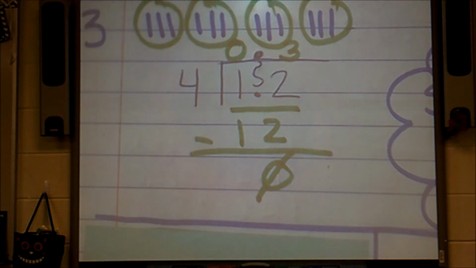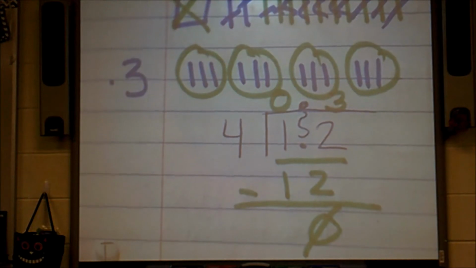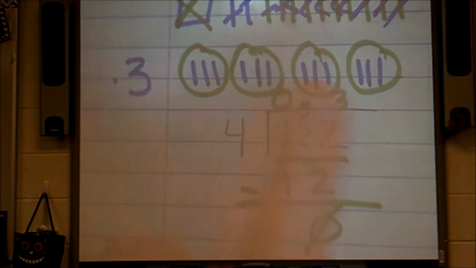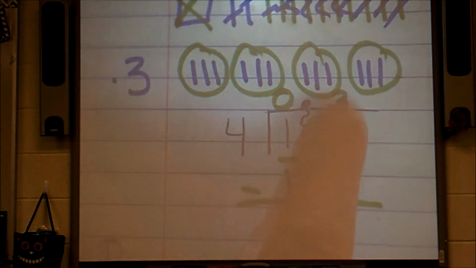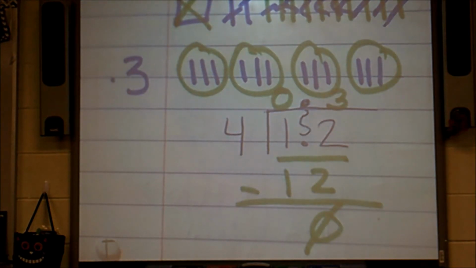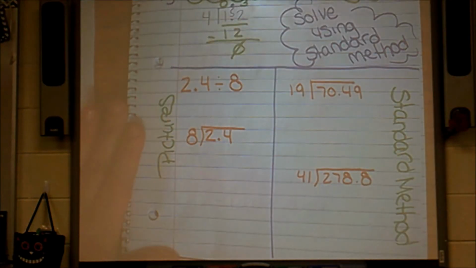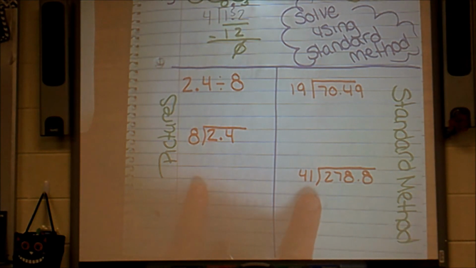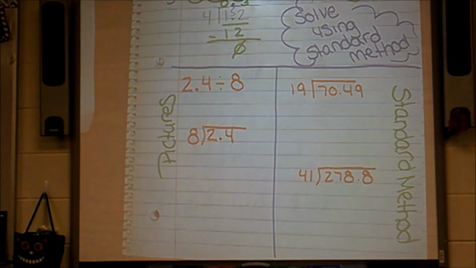So, according to my picture, each person gets 3/10 of a pizza. According to the standard algorithm, each of my 4 friends will get 3/10 of a pizza. I love double checking my work. So these 2 we're going to do together, and then these 2 I want you to do on your own, and then check them against the video. This way we can see where we are on our learning scale.